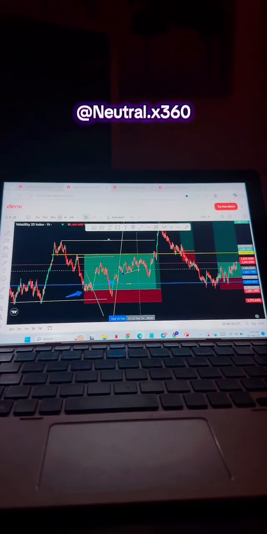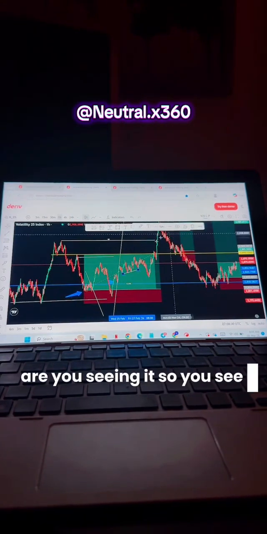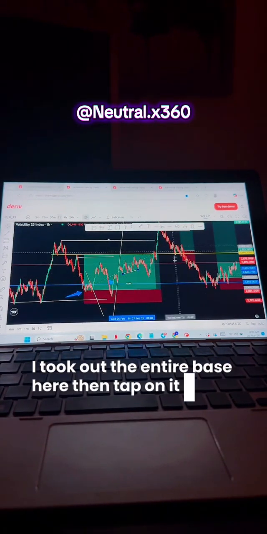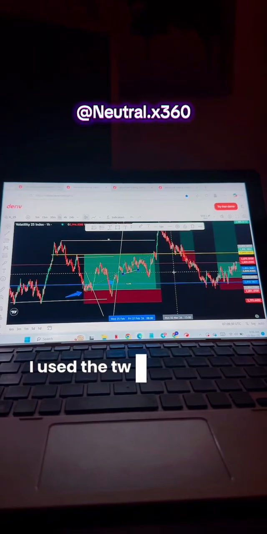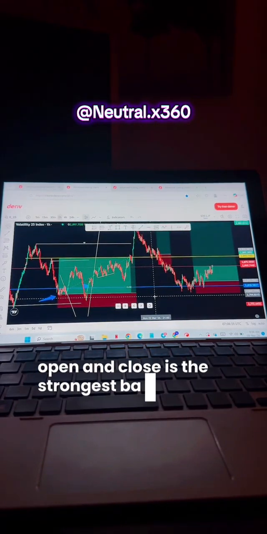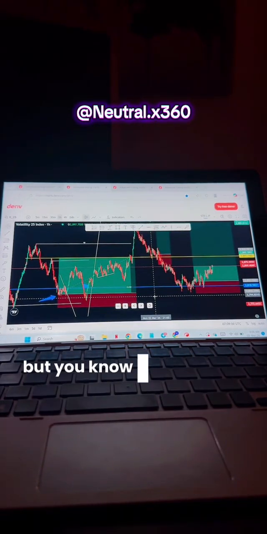You see a big range like this, so this is base liquidity. Are you seeing it? You see what price did? Price took out the entire base here, then tapped on it and moved. But since I use the two strongest ones, which is open and close, open and close is the strongest. Base doesn't really function properly if you don't know what you're doing. But if you know what you're doing, you focus on base.